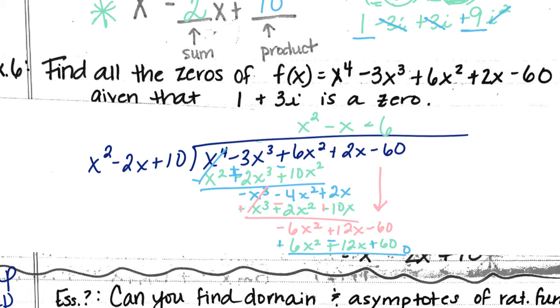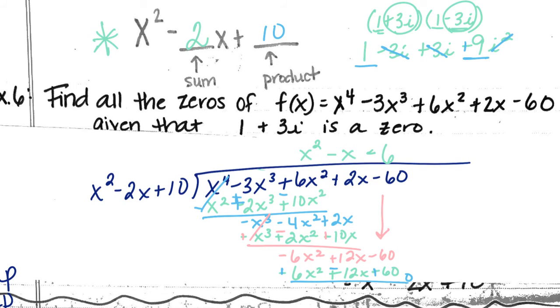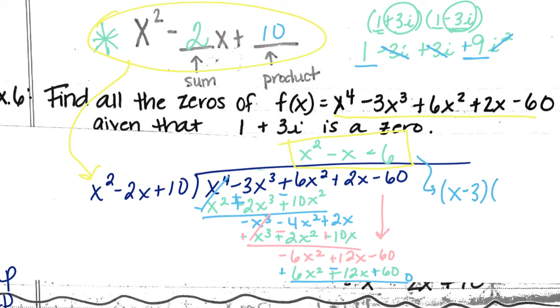I took the trinomial that I got from using that Algebra 2 formula right here, and I used long division to put it into my fourth degree. And I end up getting x squared minus x minus 6. Well, fortunately, this factors very nicely for us. So this can factor to be x minus 3, x plus 2. When I make them each equal to 0, the zero that comes out of this is 3. The zero that comes out of this is negative 2.